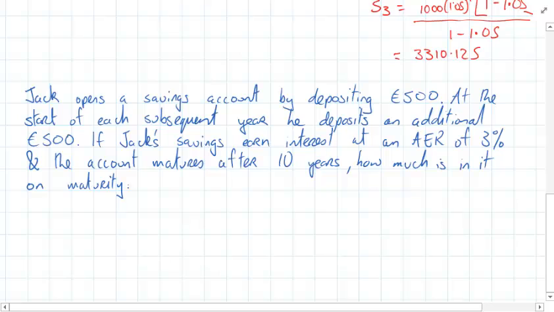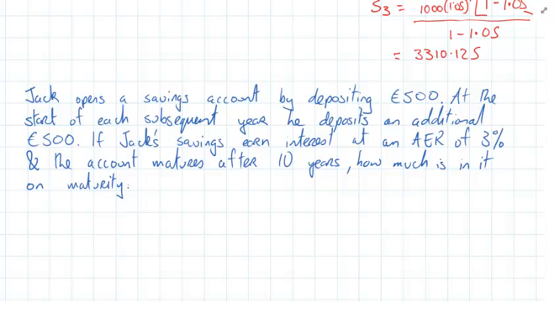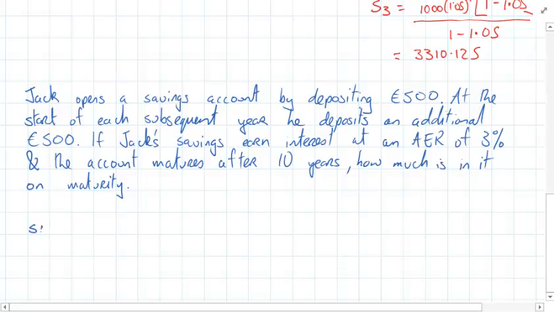Okay, so this is similar to the problem that we did a couple of minutes ago, the only difference being that we're dealing with 10 years. So if we did it on a year-by-year basis, we'd have to do out 10 separate calculations to get to my answer. But if I look at it on a deposit-by-deposit basis, so let's consider the first €500 that Jack deposits. How much is that going to be worth at the end of 10 years? Well, it's going to be worth €500 times 1.03 to the power of 10.